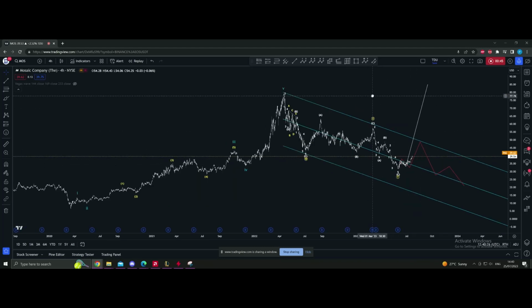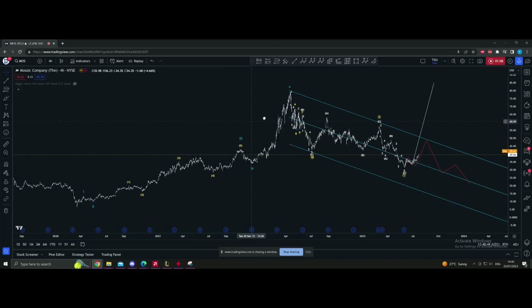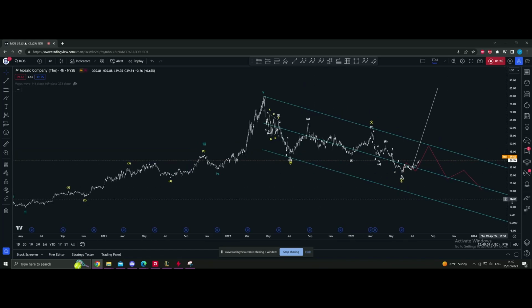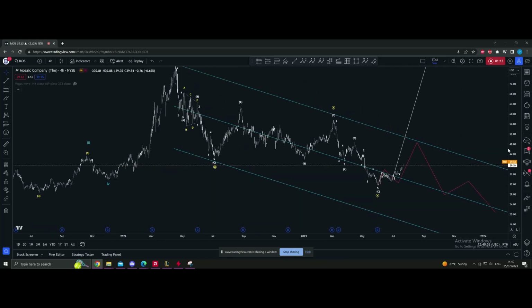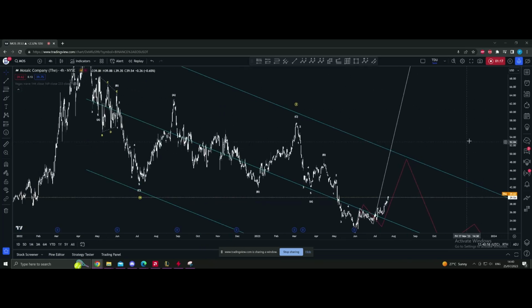There you go. So wave 1 to 2, and then wave 1, 2, 1, 2, 3, 4, expanding diagonal for the 5, 3, A, B, 1, 2, 3, 4, 5, flat, 5 for the macro third wave, and then the fourth, and then the impulse for the fifth. Okay, so after that, to me this is pretty clean.